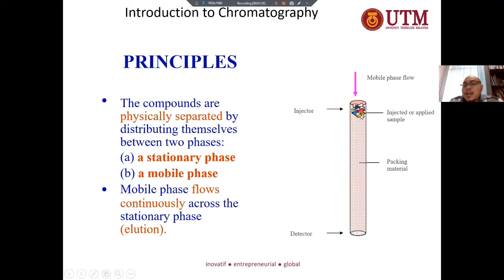The mixture will interact with the packing material. During this interaction, the components will start to separate based on their own characteristics or properties, or we can call it their own adsorption or absorption. The mobile phase will flow continuously across the stationary phase. This is how we can understand the principle of chromatography. The compounds are distributing themselves between two phases, mobile phase and stationary phase. These two components are very important to separate the mixture.